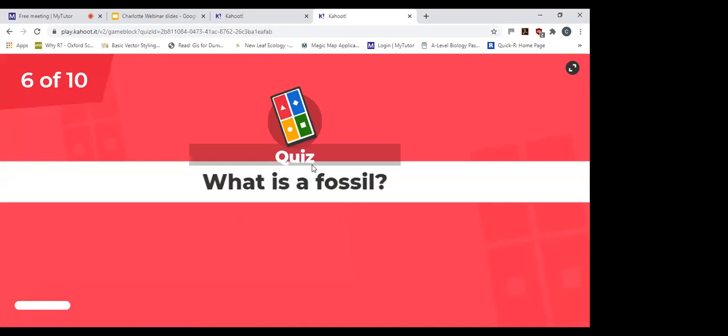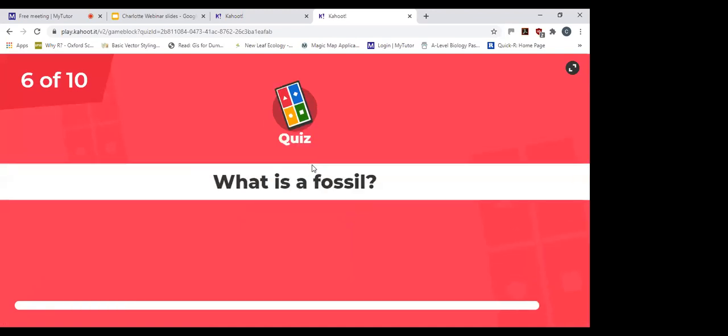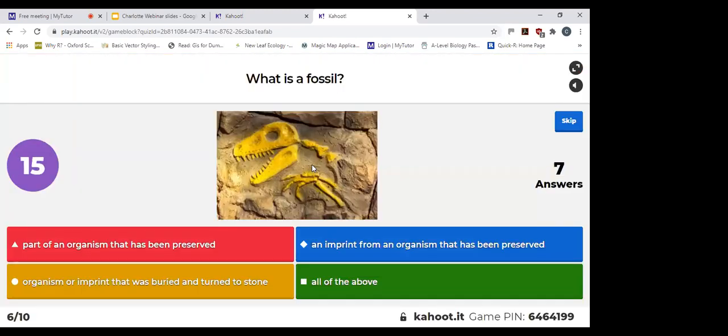6 of 10. What is a fossil? We talked about this briefly yesterday. A part of an organism that's been preserved, an organism or imprint that was buried and turned to stone, an imprint from an organism that has been preserved, or all of the above.